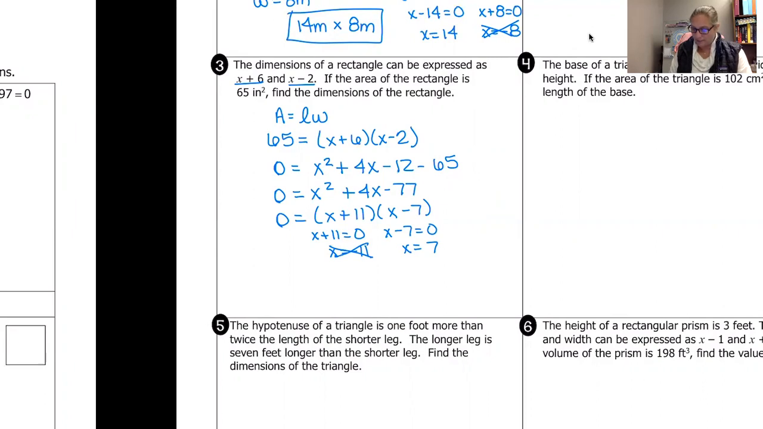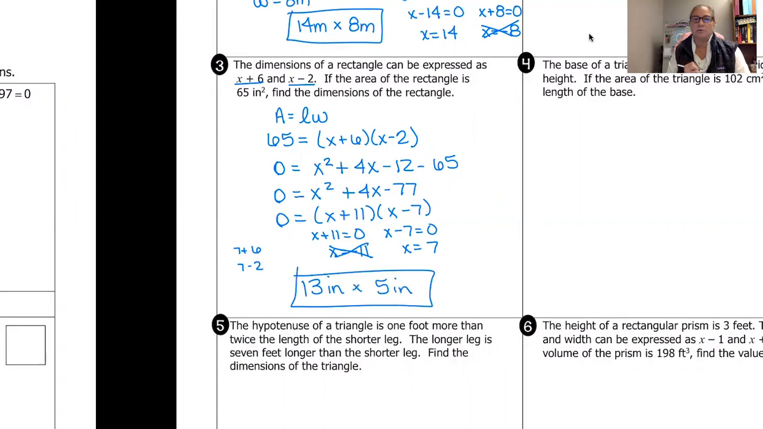When you plug 7 in, you get 7 plus 6, which is 13. And this one doesn't. Yes, it does, inches, 13 inches. And then x minus 2, 7 minus 2 is 5 inches. Dimensions will be written in that manner.